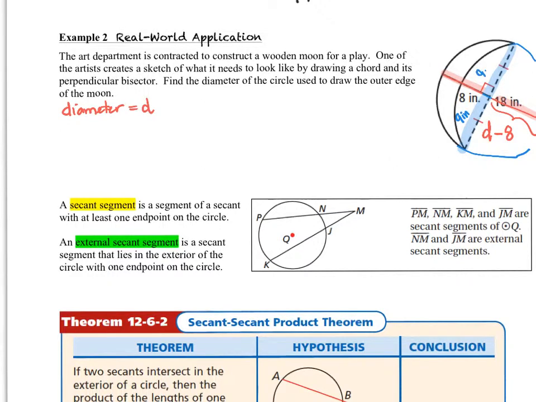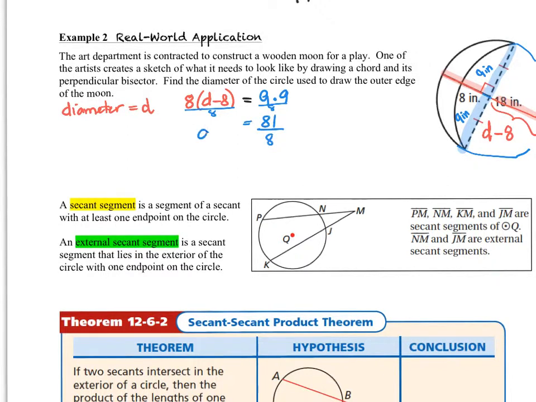So we have 9 inches there and 9 inches there. What this means is we can set up an equation where we say 8 times D minus 8, which are the red, is equal to, and now we're going to deal with the blue, 9 times 9. So we can multiply this to get 81.